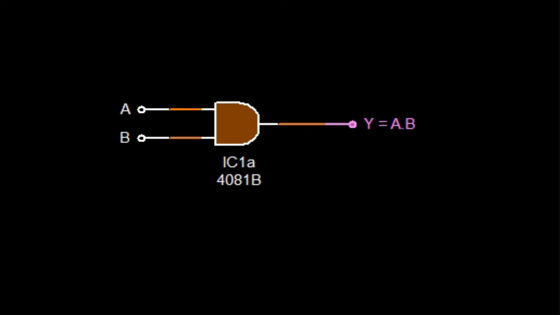This is the circuit symbol of an AND gate where A is an input, B is the another input and Y is the output. We know the AND operation, that is A dot B. So Y equal to A dot B. So this is the circuit symbol of an AND gate. AND gate chip number is 7408. Okay. Next हम देखेंगे AND gate की truth table.